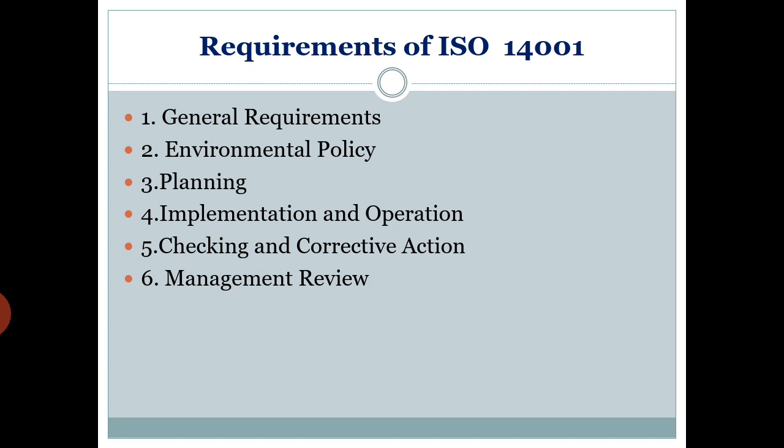And the fifth requirement is checking and corrective action. So there are again 5 elements here. Let's just go through the elements only. So first one, monitoring and measuring. Second, evaluation of compliance. Third one, non-conformance and corrective and preventive action. The fourth one is the records. The last one is EMS audit. So these are the 5 elements in the checking and corrective action requirements.